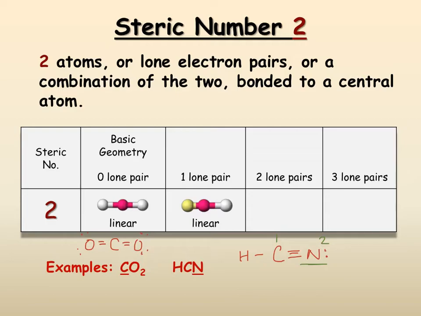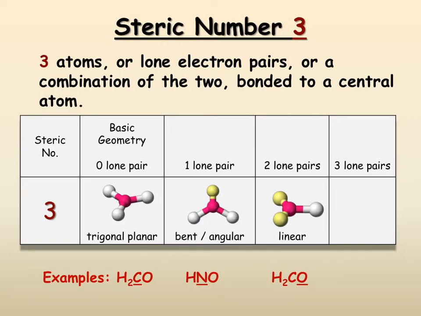Again, these are ones where if you can use the model kits to actually set them up, you can see that the atoms form a line. Okay? So, steric number 3, we finally get into some other shapes. So, steric number 3, there's going to be 3 atoms bonded or some combination of atoms and lone pairs that make up 3.